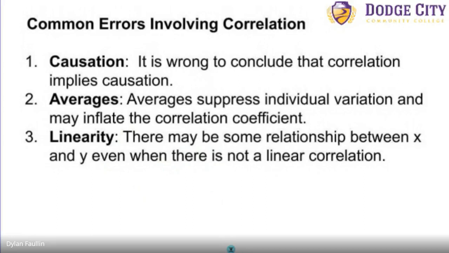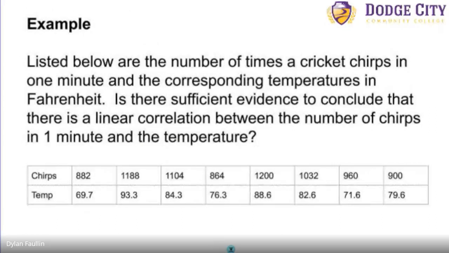Averages suppress individual variation and may inflate the correlation coefficient. So you don't want to use averages in your data set. Linearity: there may be some relationship between x and y even when there is not a linear correlation. We talked about that earlier with that parabola graph, right? There's a relationship there, but it's just not linear. So in this section, we're only testing for linearity, not for other kinds of relationships.